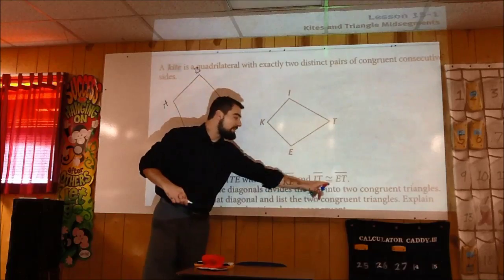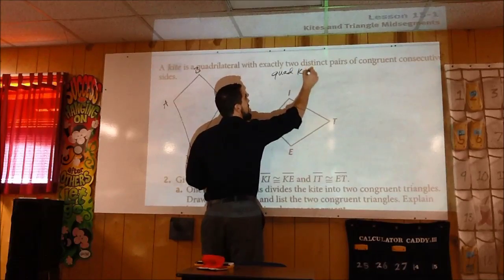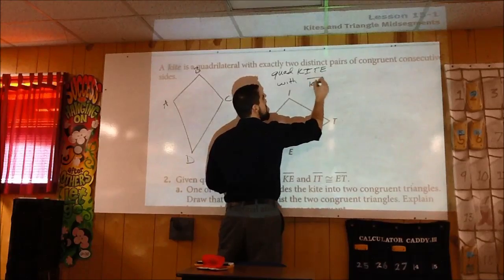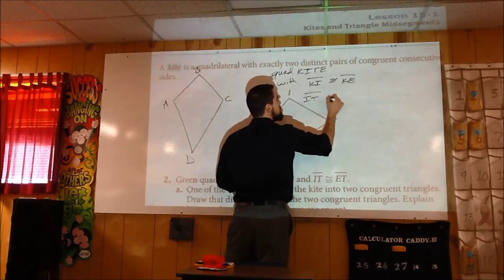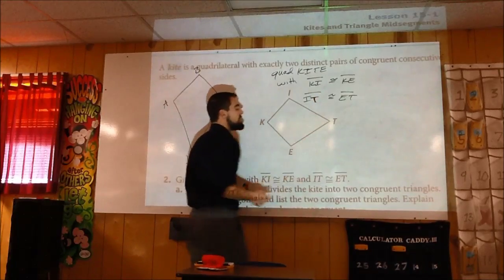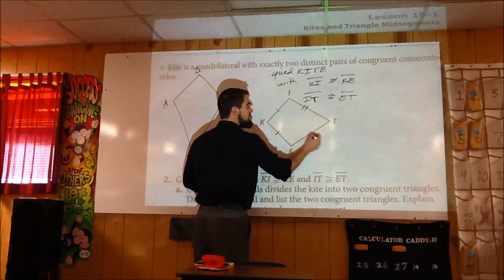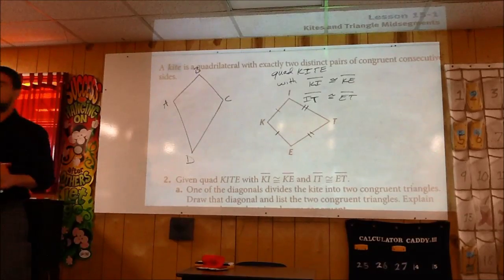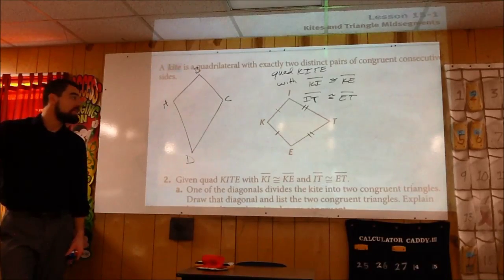If you look down here, you need to copy this down. So if I were you, I would write quadrilateral K-I-T-E, with segment K-I congruent to K-E, and segment IT congruent to ET. So this is what we know. But they're distinct, so that's why I'm having to put one mark of congruency on one pair of congruent consecutive sides, and then 2 marks of congruency on the other pair of congruent consecutive sides.